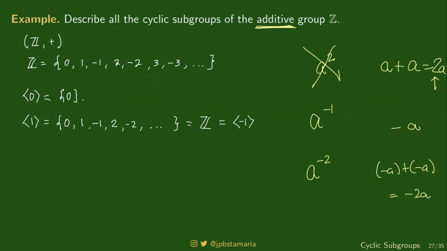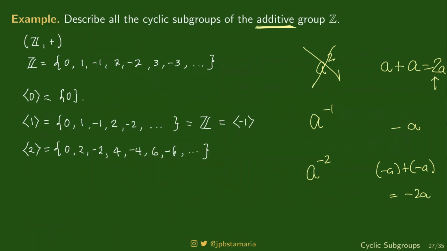Okay? How about the elements that can be generated by 2? Syempre, 0 will always be there. Kasi 0 times 2 is 0. Nasa unahan yung numerical coefficient is 0. 2 is there. Anong inverse ng 2? Negative 2. Ano ang 2 plus 2? 4. Ano yung inverse ng 4? Negative 4. Ano yung 2 plus 2 plus 2? 6. Ano yung inverse ng 6? Negative 6. Ano yung lalabas dito?